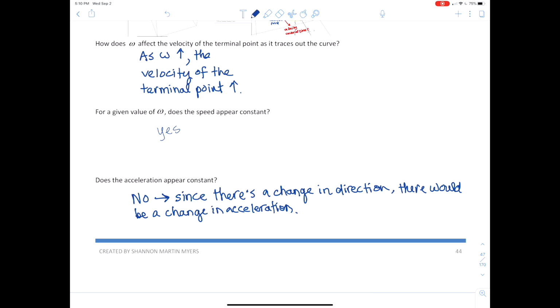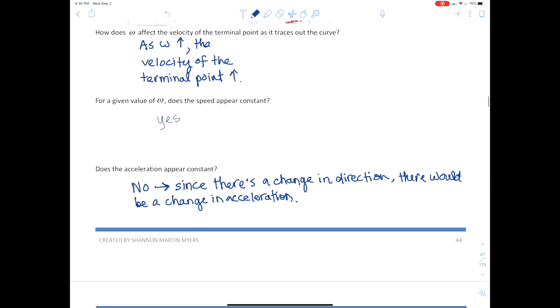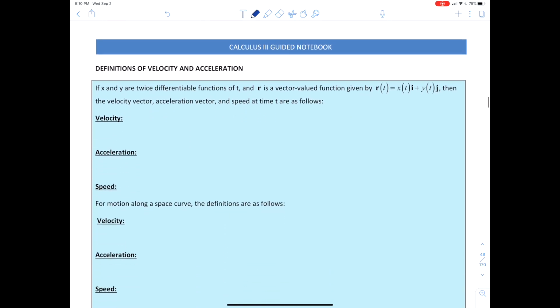So just kind of ponder that for a few minutes and see how that goes. I love that grapher. It's very cool.